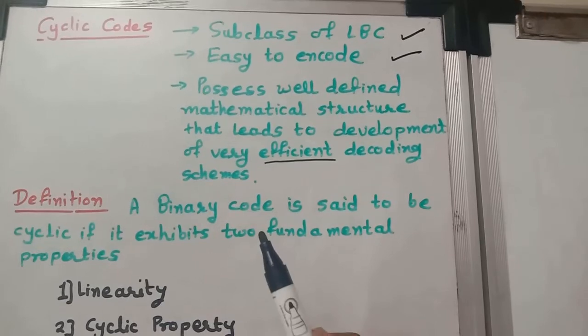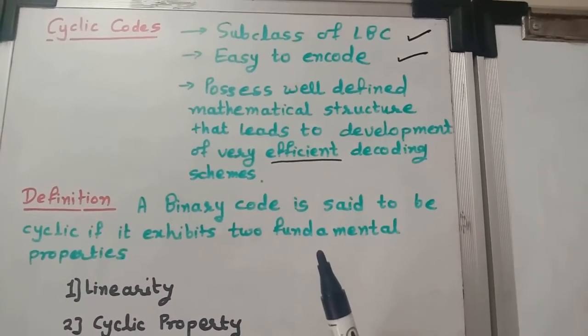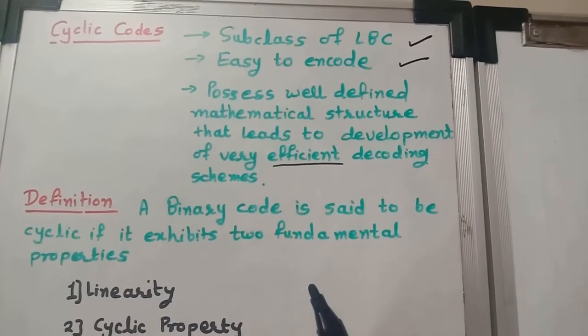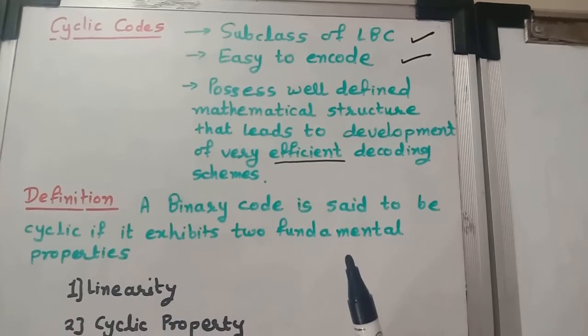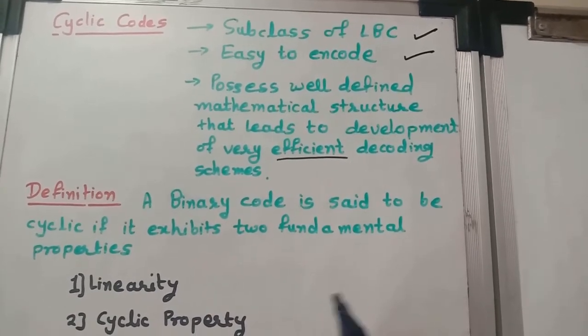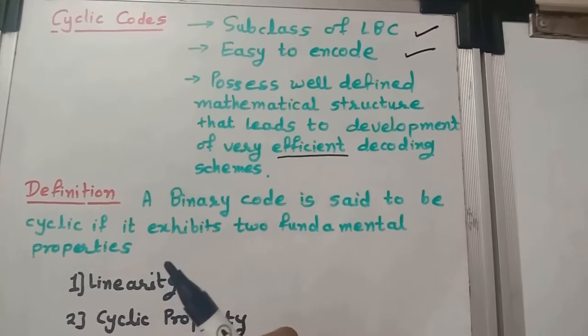scheme. Whenever we encode the data to protect it from noise on the communication channel, we have to take the utmost care about the decoding also. We should be able to efficiently decode the data which is encoded at the transmitter side.